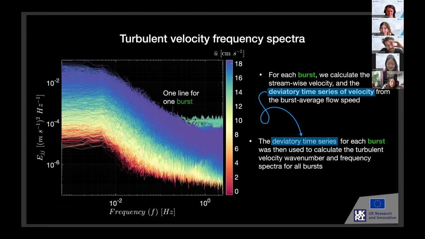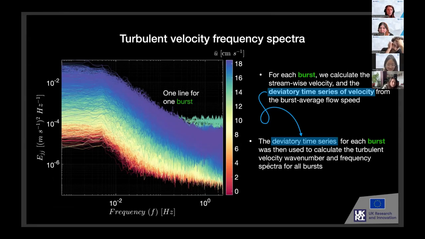Then we can get everything shown in this spectra plot. So one line for one burst. And I color all the lines by the average velocity that we have for each burst. So you can see that the higher the flow speed is, the higher the energy level is, which makes sense because the higher the average speed is, the stronger the turbulence will be. So then the stronger the turbulence energy will be.